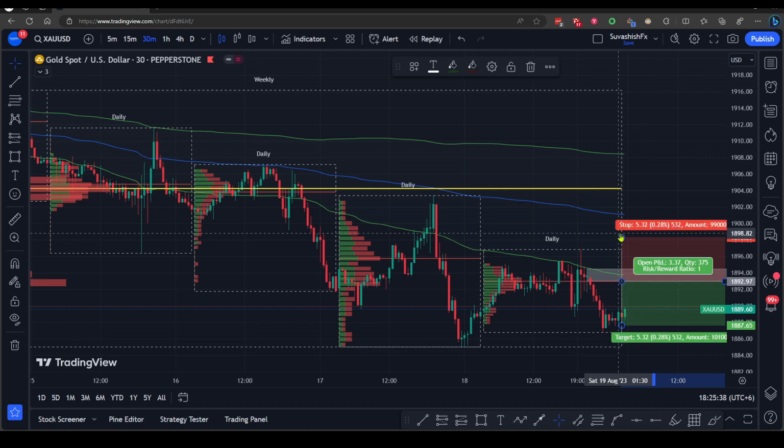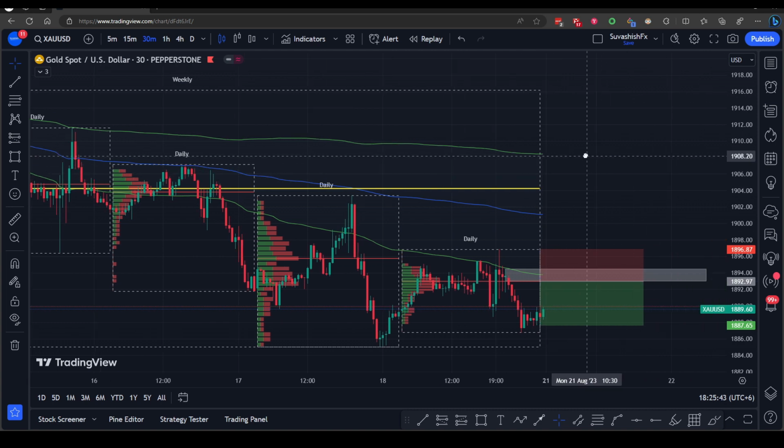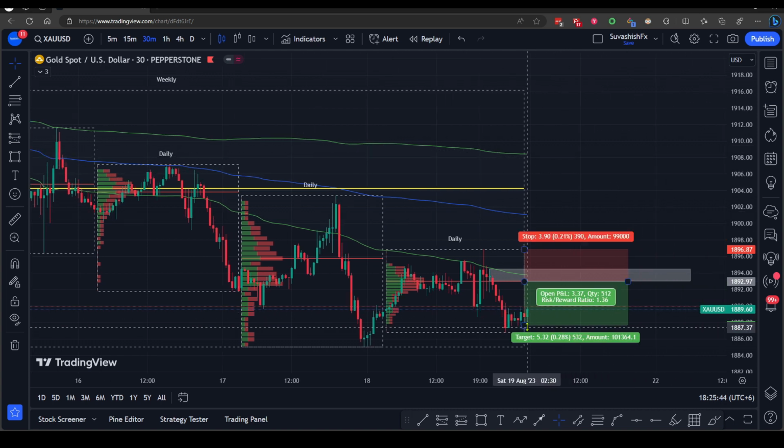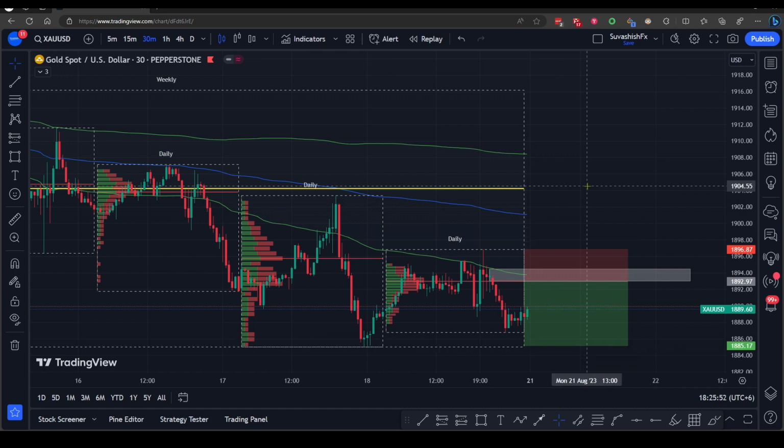So that's the level. Stop loss, that's the tight stop loss. I don't care if it hits or not, and I will go for 1:2 for sure. That's this week's plan, guys. Let's see what's going to happen.